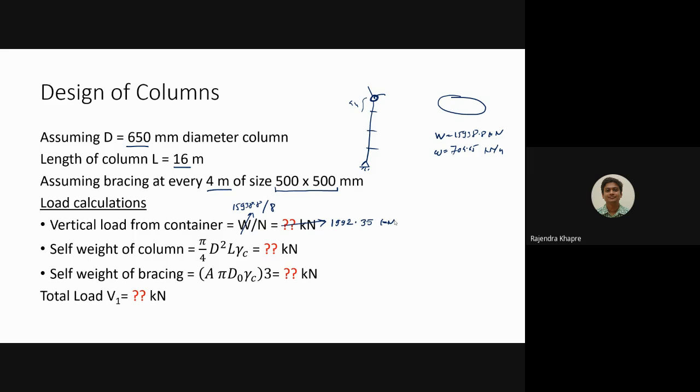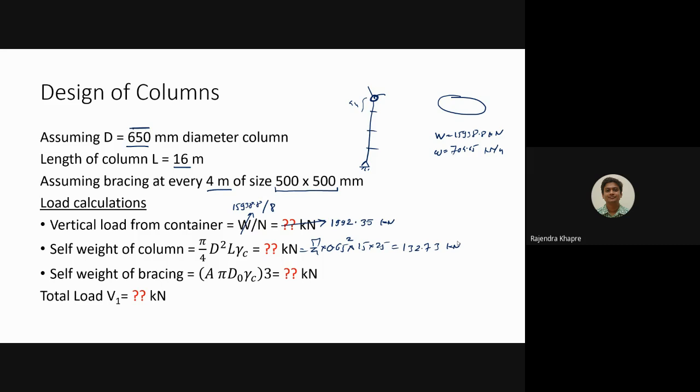Now, as far as the self weight of the column is concerned, all we have to do is calculate the volume. This is pi by 4 times the diameter of the column, which we have assumed is 0.65, that is 650 mm, which is over here. This gives you the cross section area, multiplied by the length of the column, which is 16 meters, so this gives you a volume, and density is 25. How much is this? 132.73.